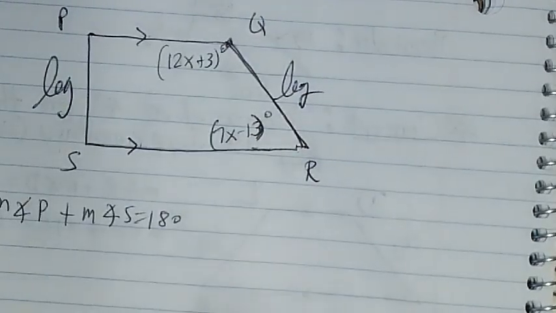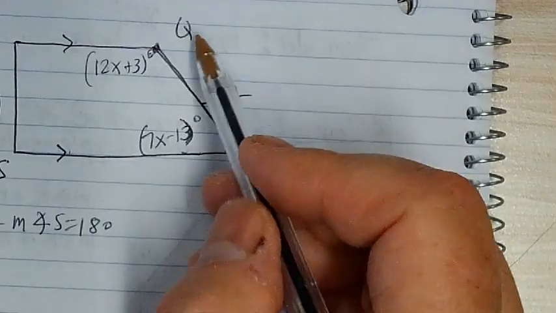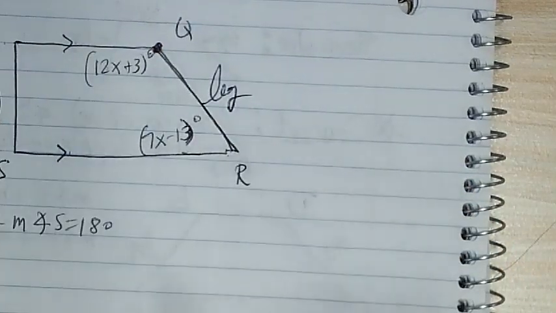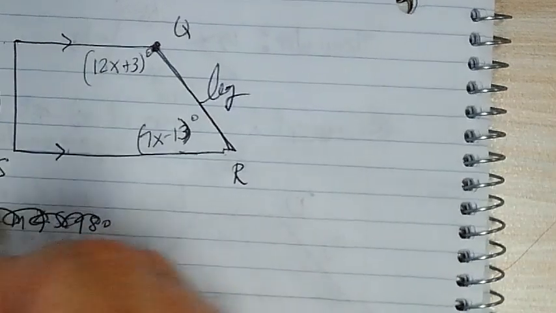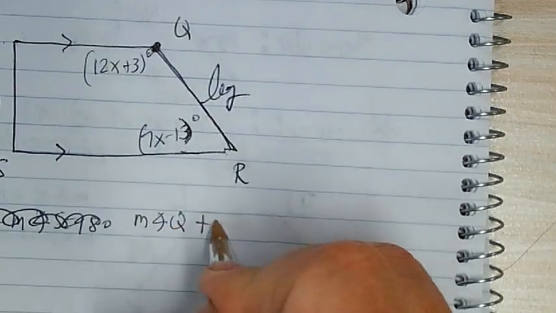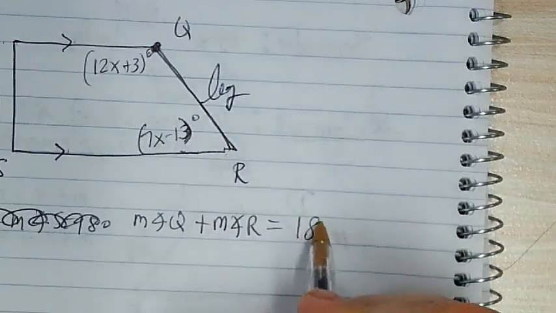What other angle with Q lies on the same leg? Is it P or is it R? Those add up to be 180. So all I'm saying is the measure of angle Q plus the measure of angle R equals what? 180. A lot of you did that. Then what is the measure of angle Q?